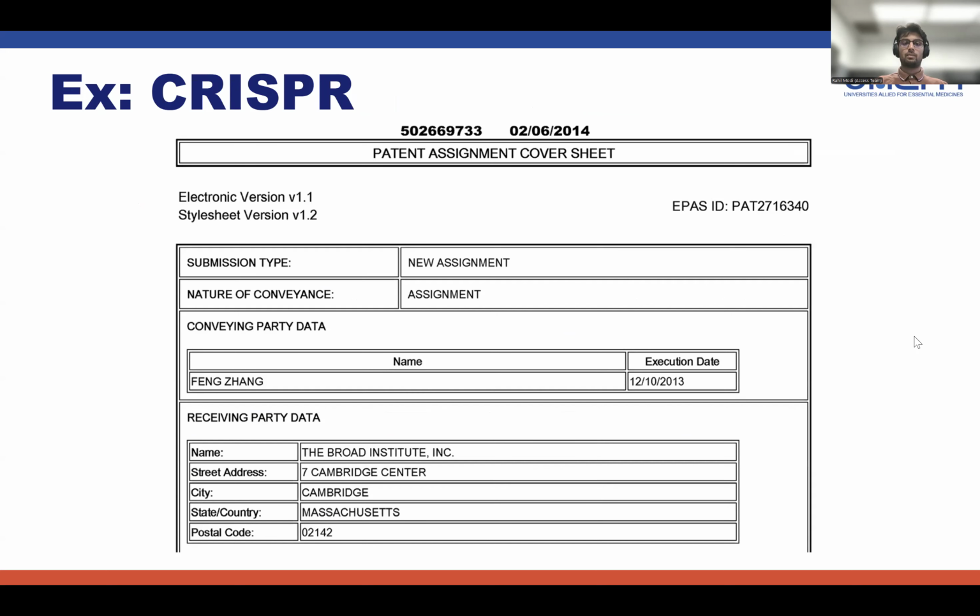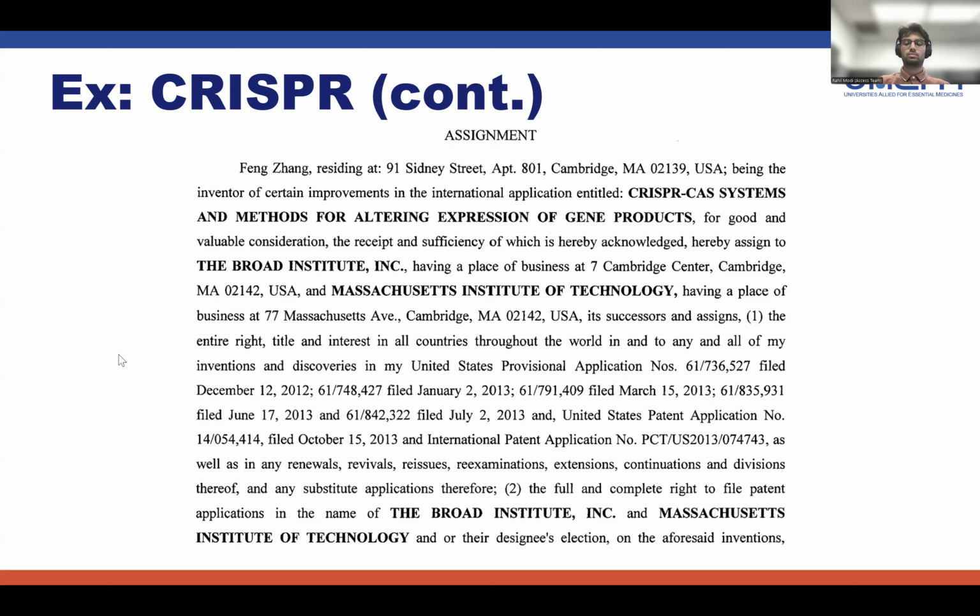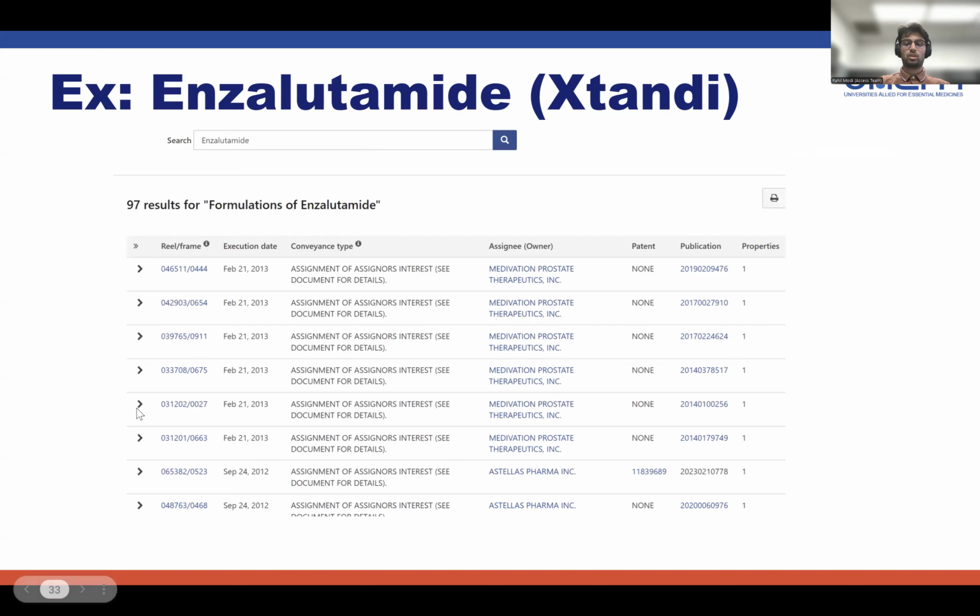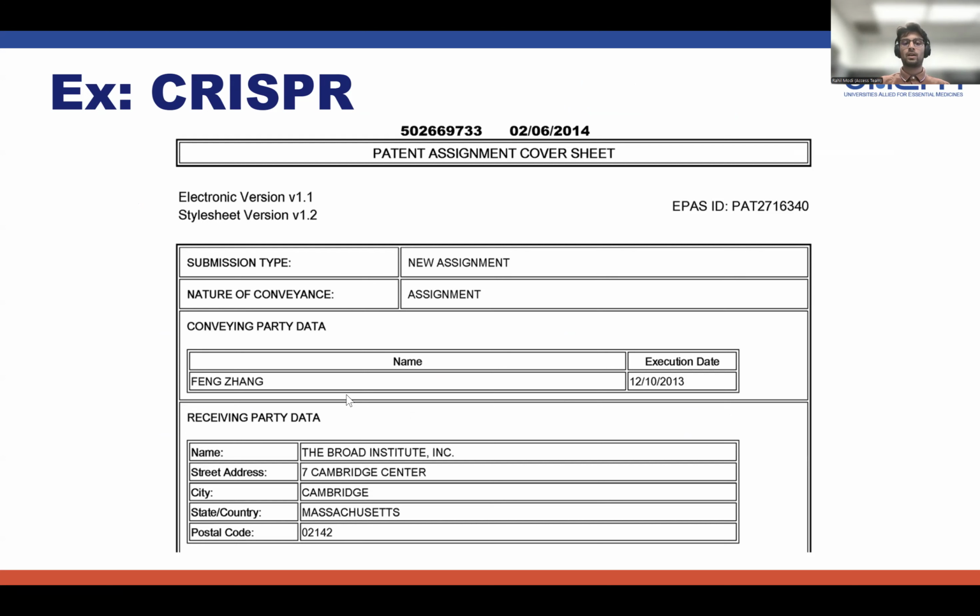And the next two slides are what a patent assignment cover sheet looks like. If we were to click the publication, it would hyperlink to this cover sheet. This is actually the patent for CRISPR. Dr. Feng Zhang licensed out CRISPR to the Broad Institute. I'm not sure if the conveying party is from Harvard. I forget which university they're from, but they licensed it out to the Broad Institute.